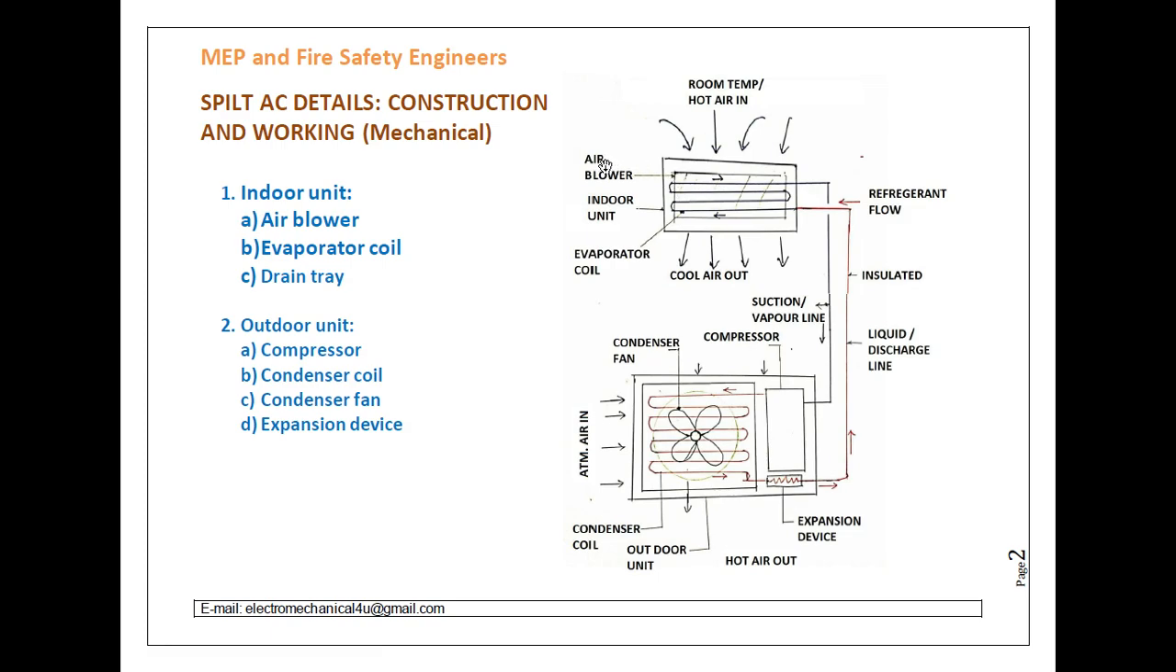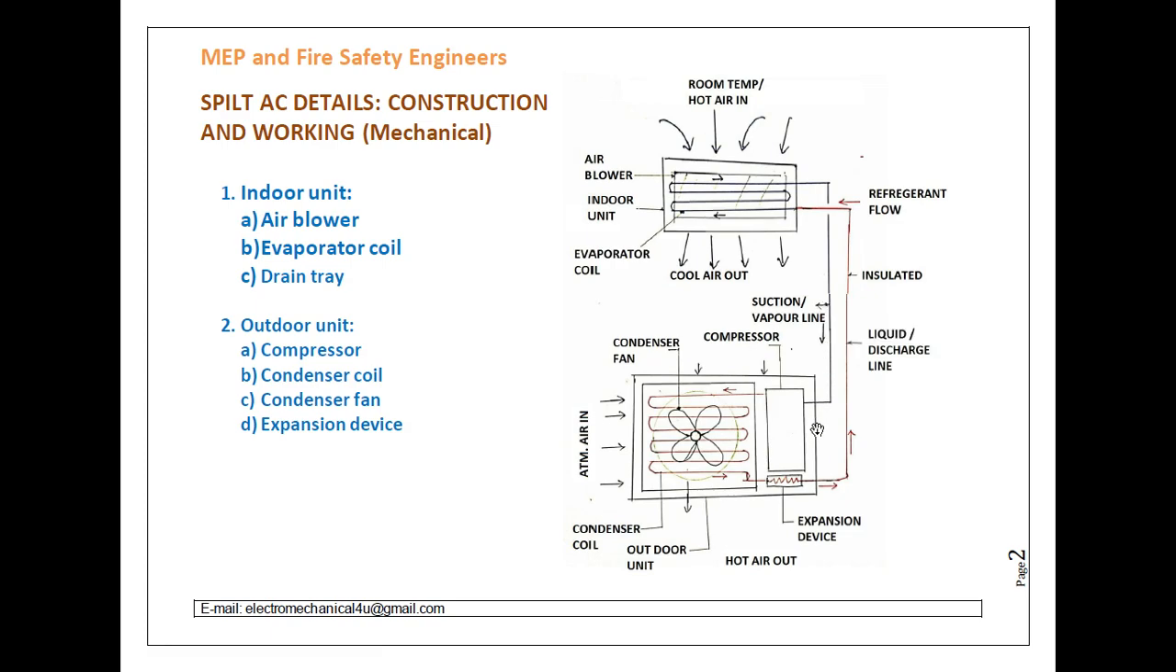The air taken from the room, the hot air in the room, will be taken by the air blower and blown onto the evaporator coil. So whatever heat is there in the air will be absorbed by the refrigerant, and hence at the outlet of the evaporator you will get vapor form refrigerant. Then again the vapor form refrigerant will go to the compressor. So this cycle keeps continuing.